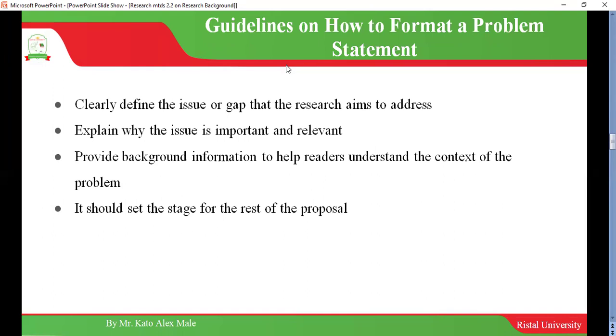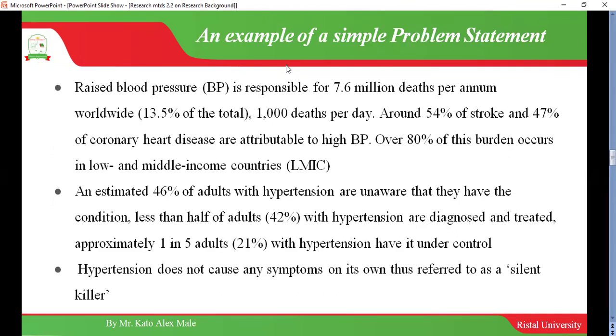Then, guidelines on how to format a problem statement. Clearly define the issue or gap that the research aims to address. You must define that very well. Explain why the issue is important and relevant. Provide background information to help readers understand the context of the problem. It should set the stage for the rest of the proposal. After the background, the problem statement is also very important to catch your readers' attention to read the further aspects of your research proposal.